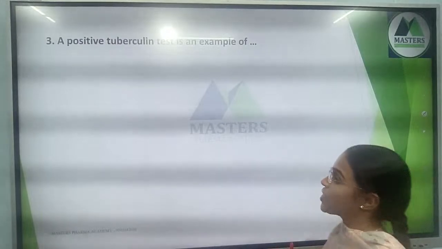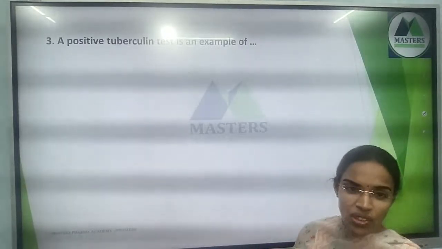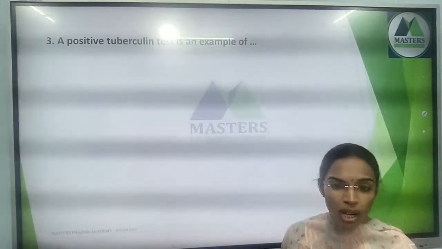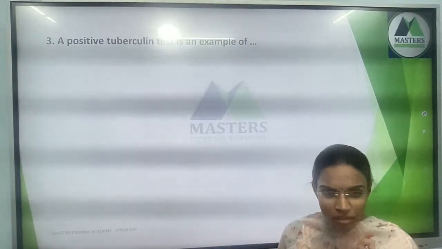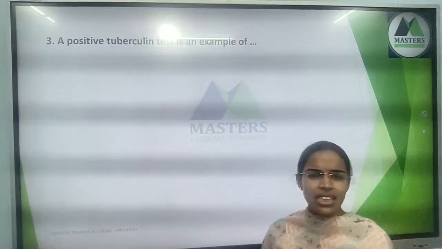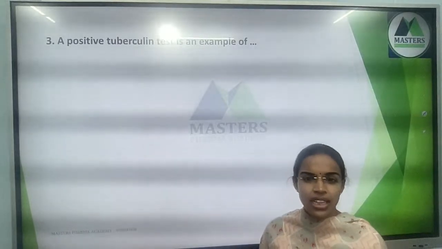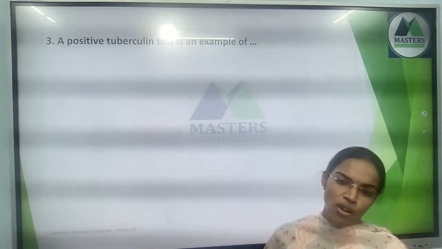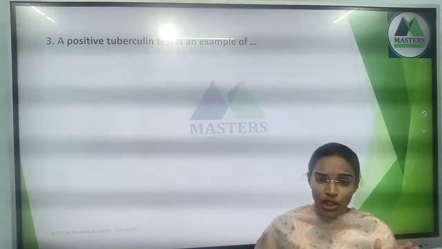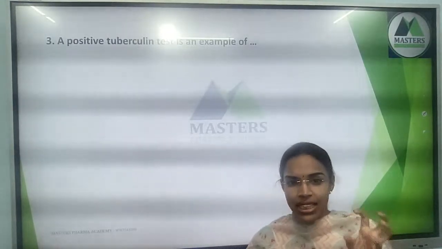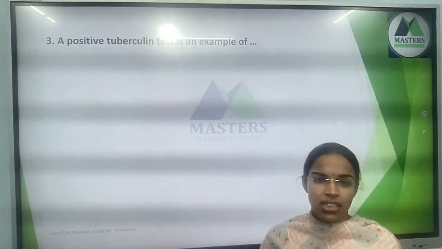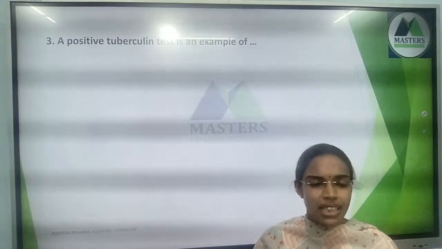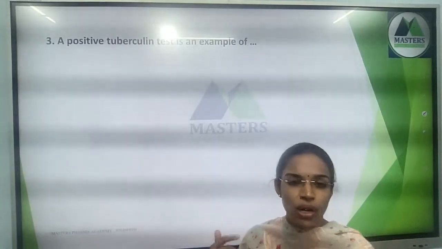Okay, the next question. Question B. A positive tuberculin test is an example of what? A tuberculin test is performed for identification, diagnosis or detection of tuberculosis, to see whether the tuberculosis antibodies are present within the body or not. So when it is positive, it is an example of what?